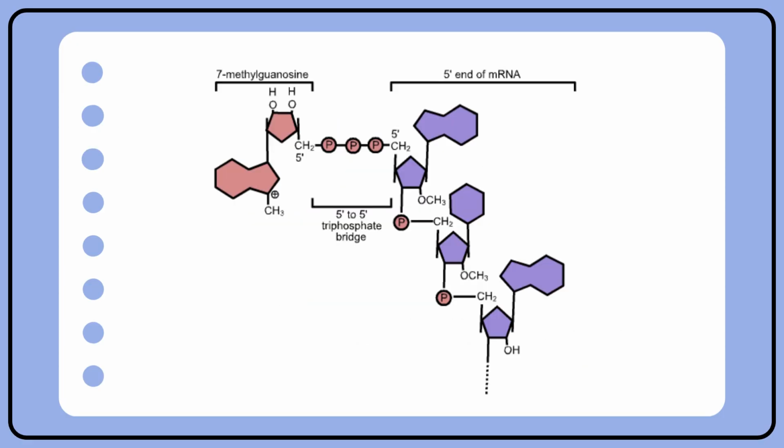5' capping. In this process, a special chemical cap is added to the beginning of the mRNA molecule. This cap serves three main important purposes for the final mRNA molecule. It can help the mRNA be transported out of the nucleus, and it helps the mRNA molecule to attach to the ribosome for the translation process. And finally, this cap can protect the mRNA molecule from being broken down by enzymes that can degrade the mRNA molecule.